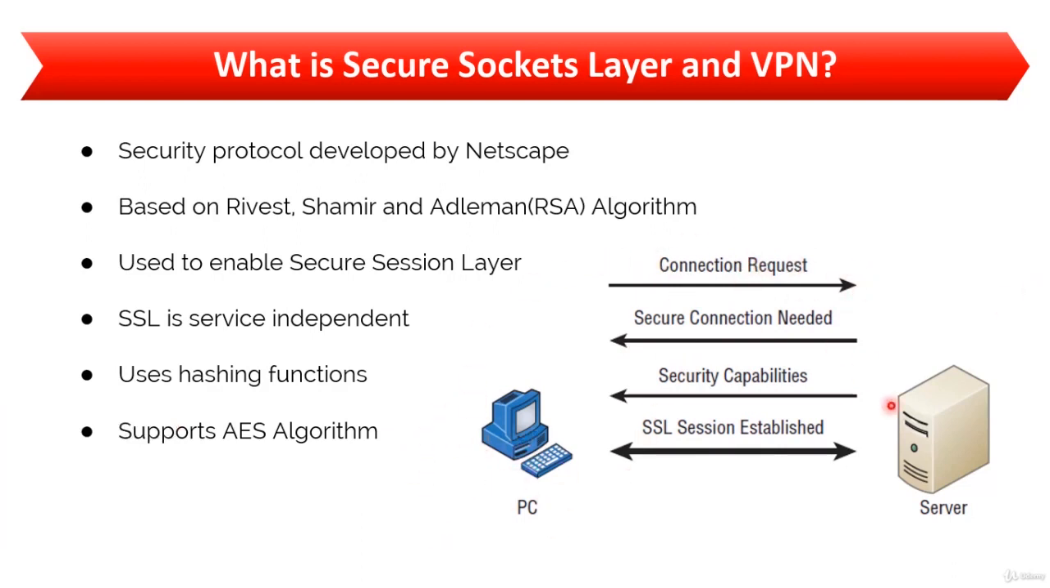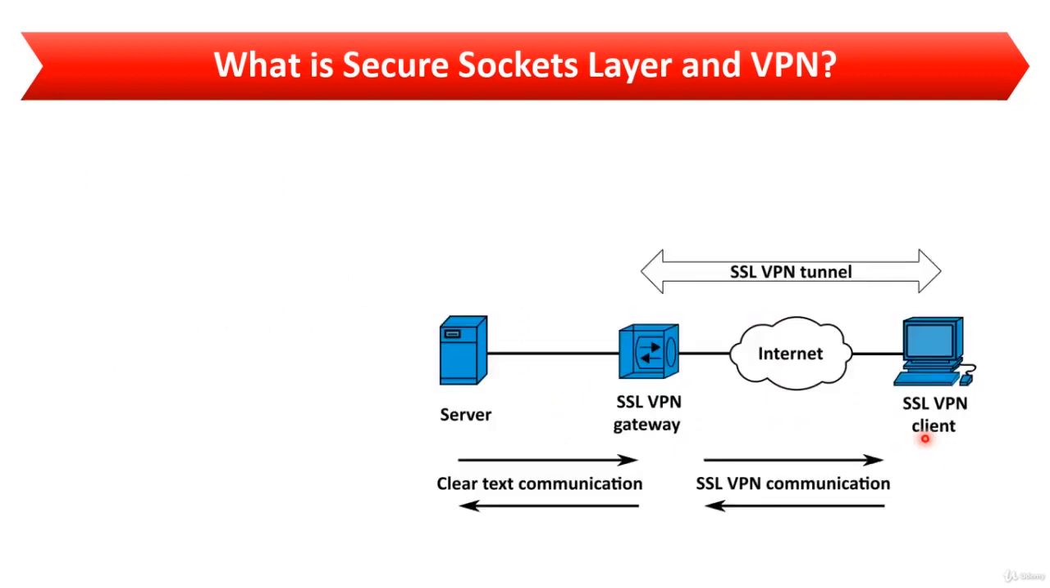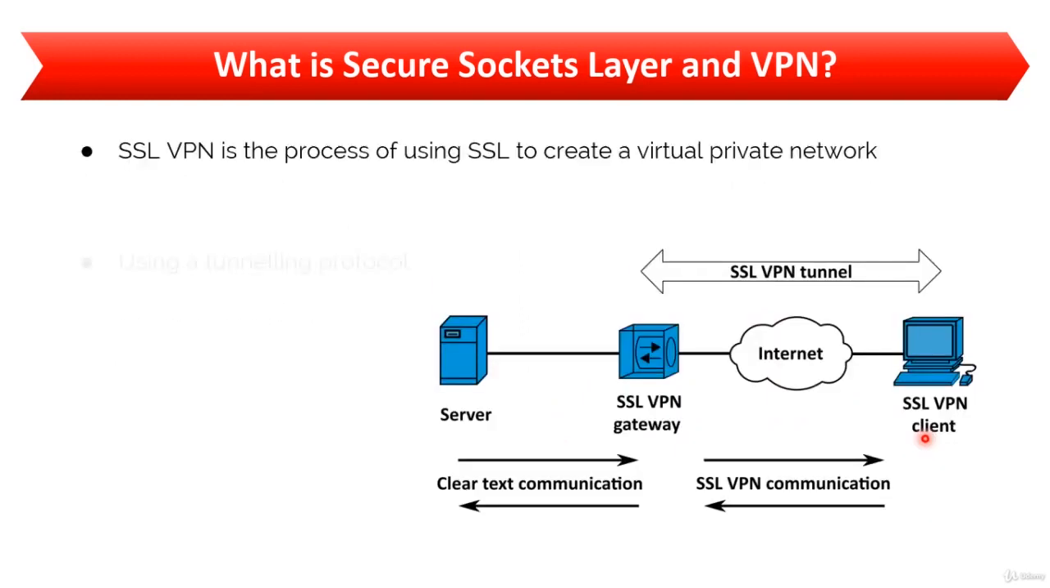Now, as you can see on the screen, this is an SSL connection process. I'll use my laser pointer. The first thing here is the connection request. The PC or the host sends a connection request to the server. Then the server asks if you need a secure connection. Okay, I'll provide all the security capabilities. And finally, the SSL connection is established.